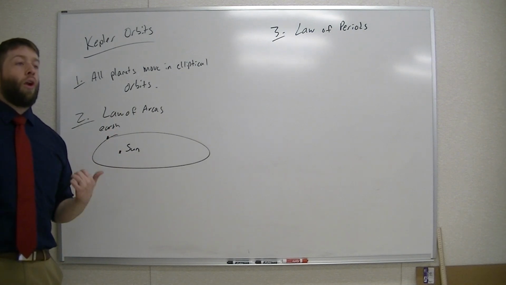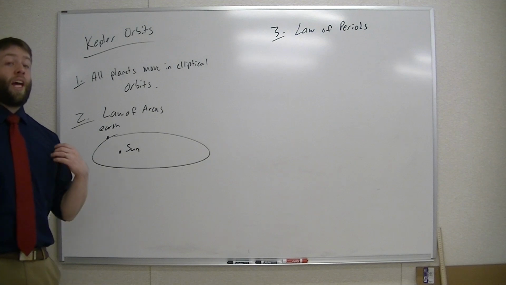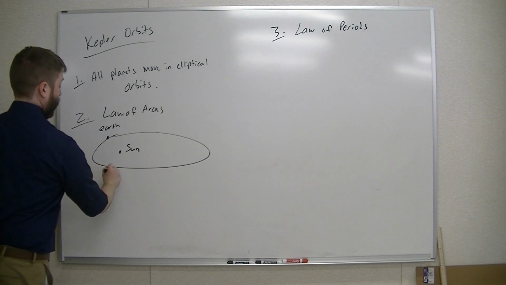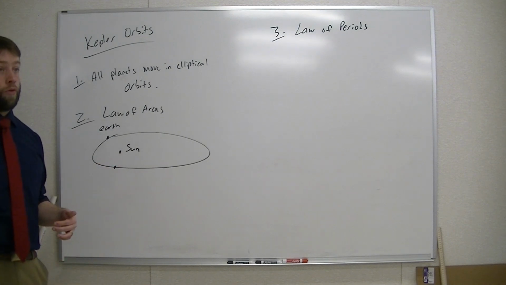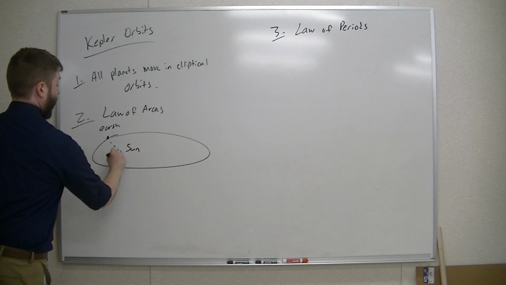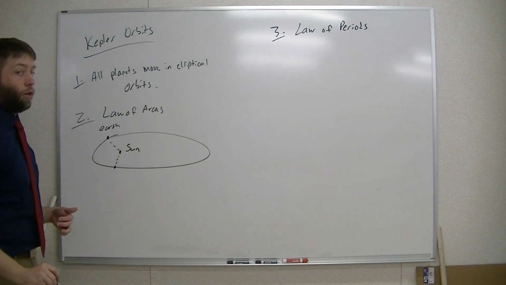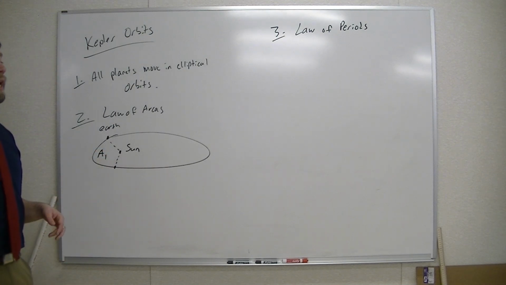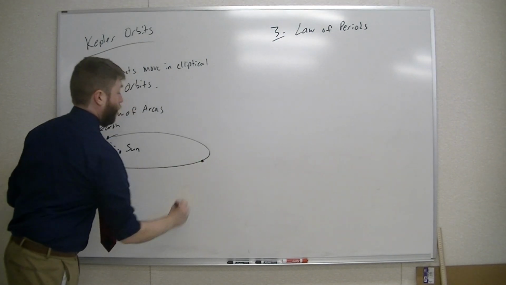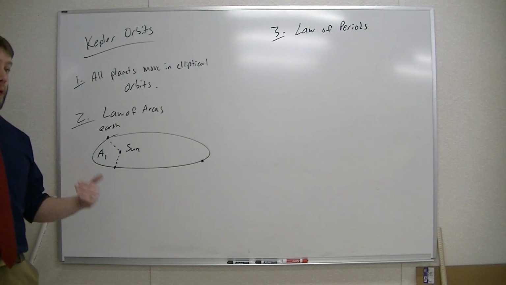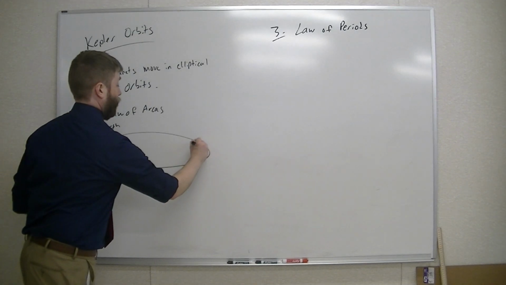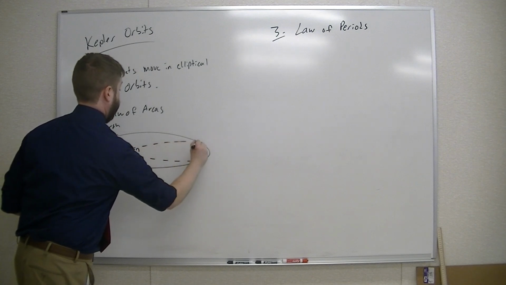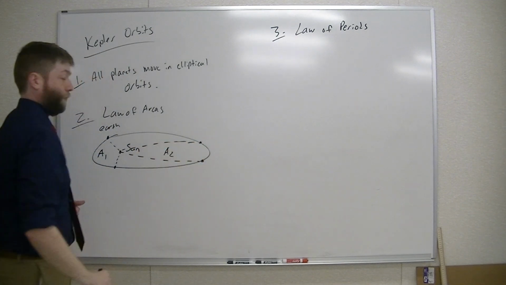Let's say we record an amount of time, like 1 month. And in 1 month, the Earth goes from here to here. We can trace out the area covered by the Earth during that 1 month period, and let's call that area 1. Now we're going to let the Earth get all the way over here, and we're going to record a second month. In that second month, the Earth goes from here to here, and we trace out that area right here. We're going to call this area 2.